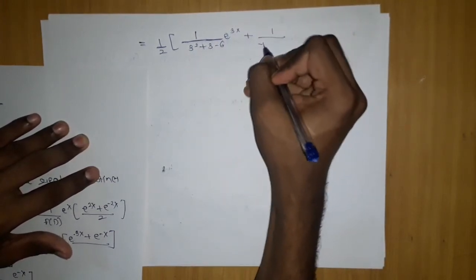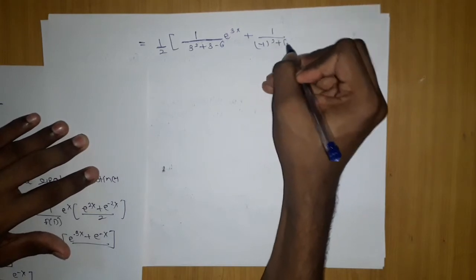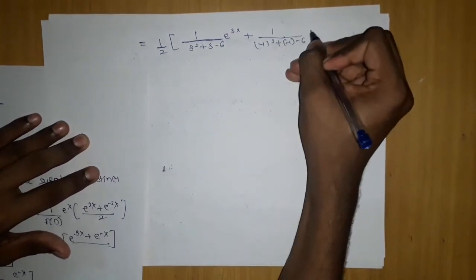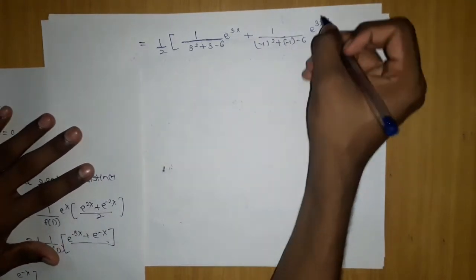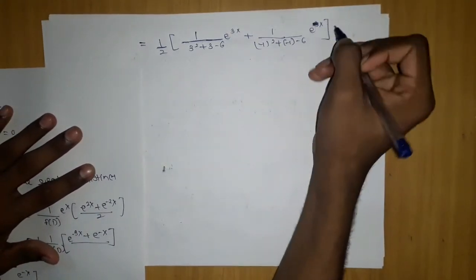Plus 1 upon (minus 1 power)... the whole square plus minus 1 into minus 6. Here they are not multiplied, so don't ever write them at the denominator like this. You will get your marks reduced. Here minus x is there.